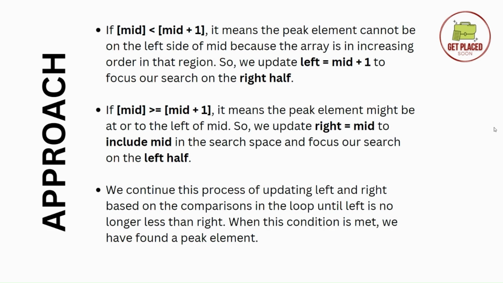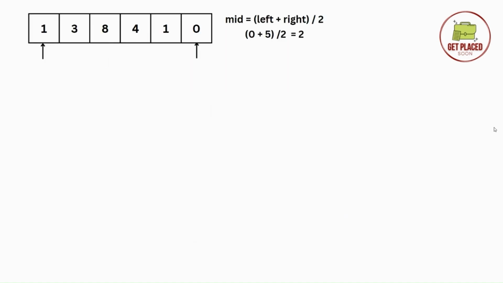We continue this process of updating left and right until left and right cross. When the condition is met, which means we have found a peak element, we return the index of the peak element. For example, we have this array here.